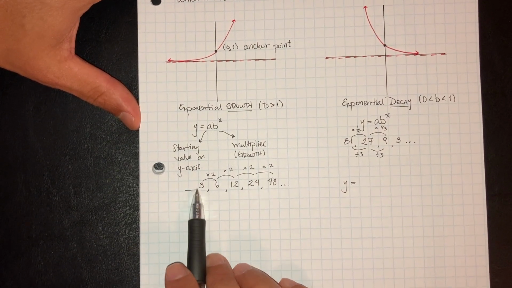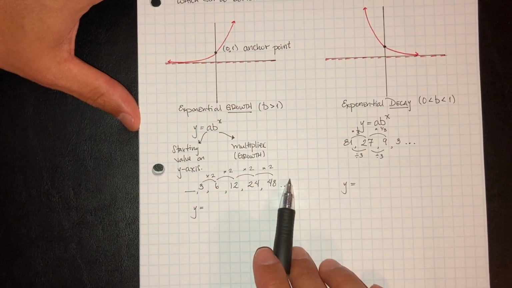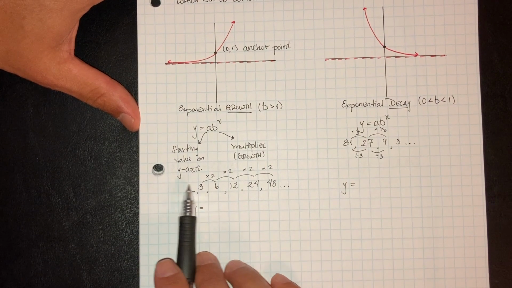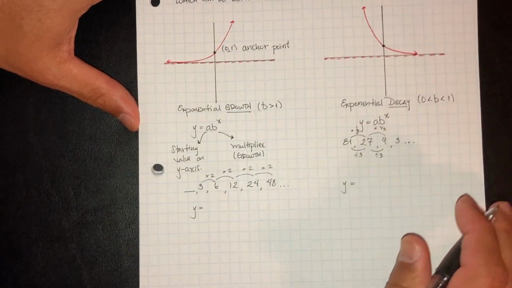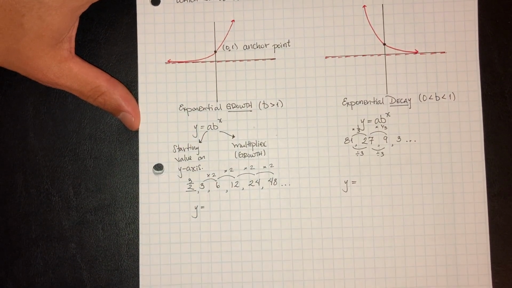So, what number would be over here if I continue the same pattern? Well, if going to the right is multiplying by 2, then going backwards would be dividing by 2. Okay, so 3 divided by 2 would be 1.5. Or I would just write it like this, 3 over 2.